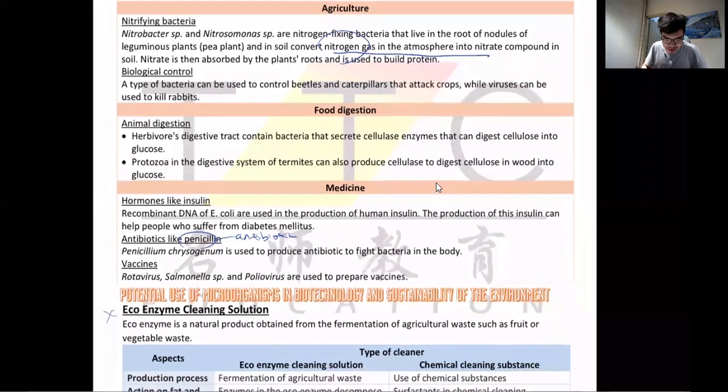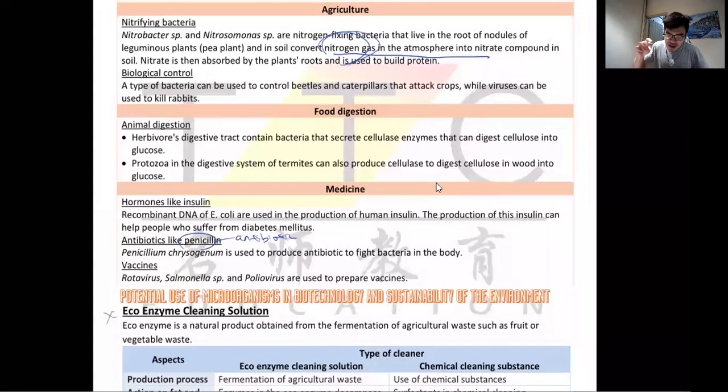All right, so anyway, you get nitrogen in the air, you change it into nitrate. Nitrate is the fertilizer. This is the process of what we call nitrogen fixation. I will talk about this next year. Don't you worry, this is for next chapter already.